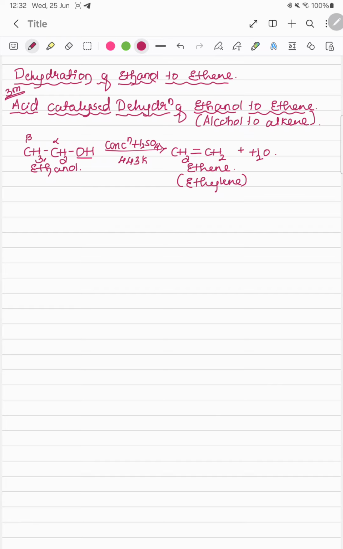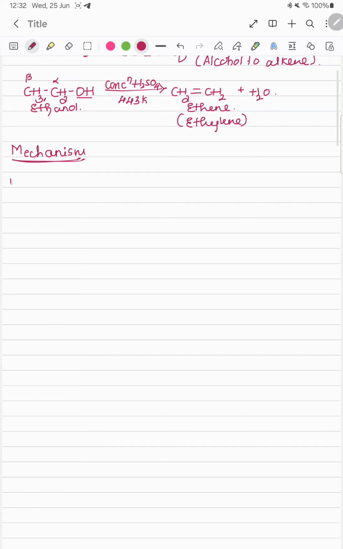So this reaction with the mechanism, it proceeds in 3 different steps. So when we go for a mechanism of this one, it is an acid catalyzed mechanism. That's why step number 1 we call it as protonation of alcohol. Protonation of alcohol, that is ethanol, you can say. Protonation means ethanol will abstract the proton. That proton comes from H2SO4 because it is acid catalyzed reaction.